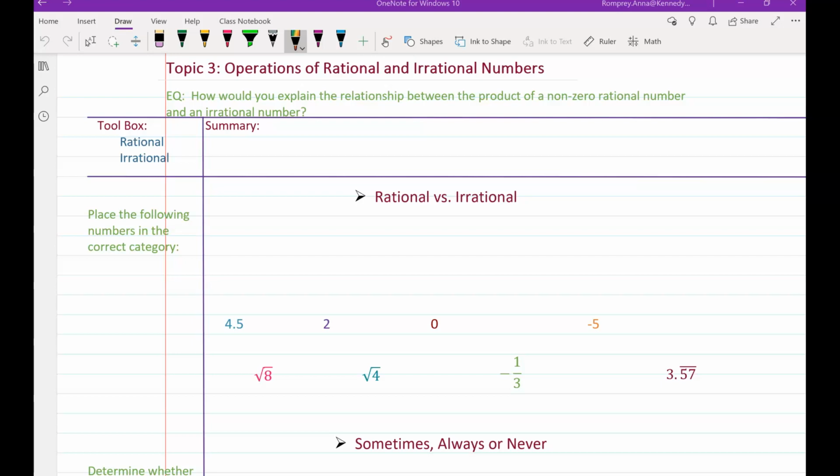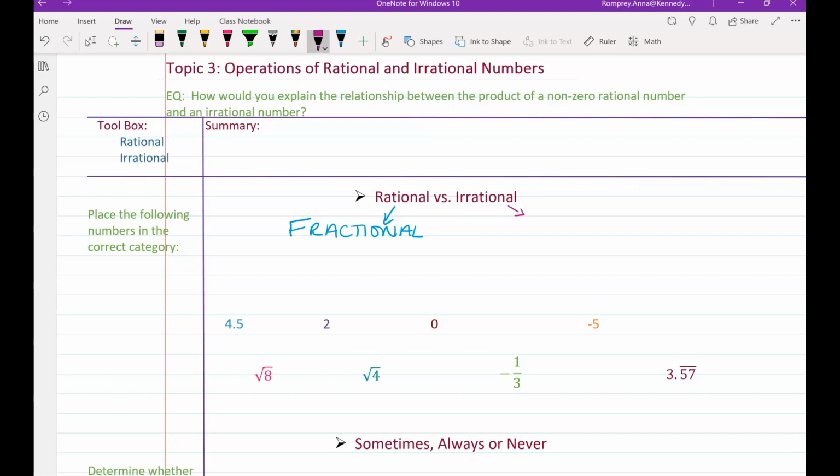Now, rational number. The most basic definition of a rational number is any number that can be written as a fraction. So rational is fractional. That's how I remember it. Rational is fractional.